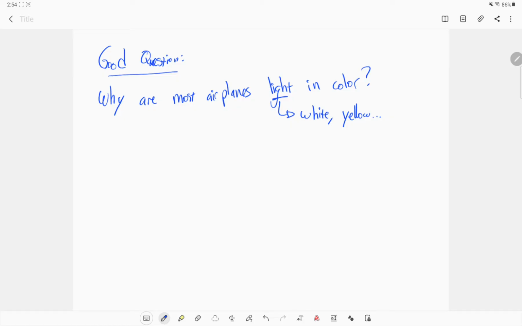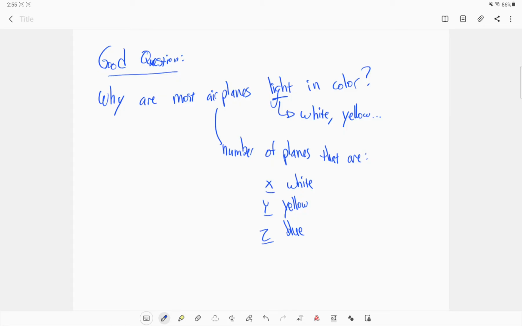And there's actually a very good answer to this, but this is a very good scientific question because you can actually count planes, number of planes that are particular colors, that are, we'll say, white, yellow, blue, and you can go down the whole list and actually list there's X number of white planes and Y number of yellow planes and Z number of blue planes, so on, where you can count those and you can start an actual experiment to answer this question.